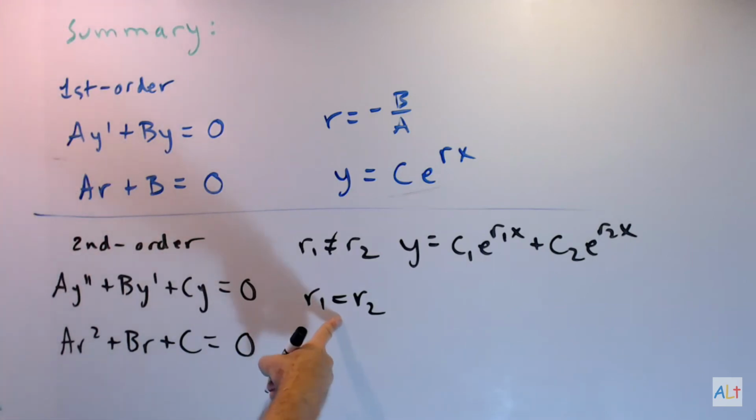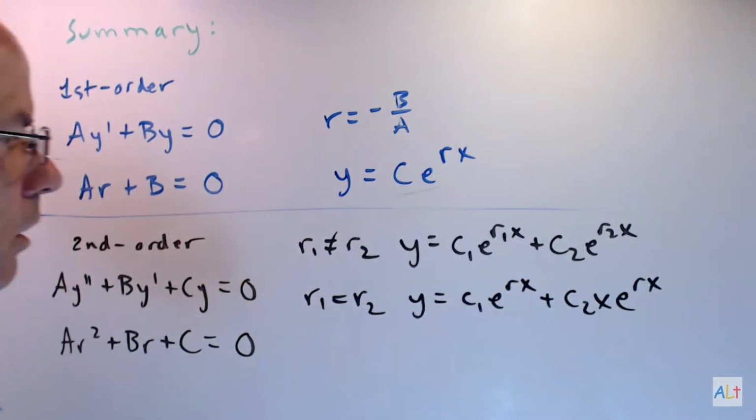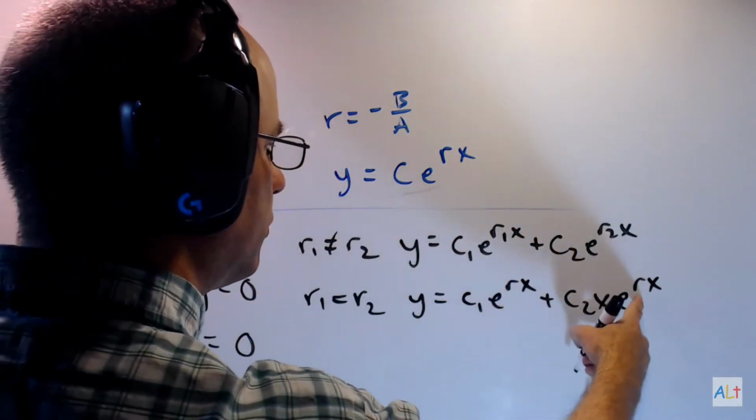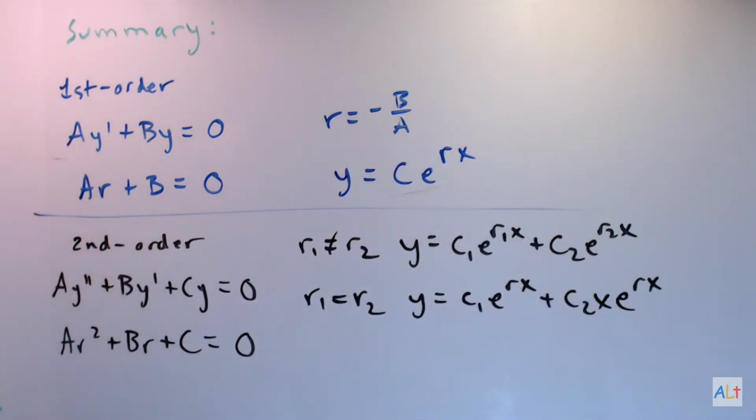What happens when you have a real root, but there's only one of them? The solution goes like this. You get a couple of exponential functions, just like before. They have the same root in the exponent, but one of them needs an extra x.